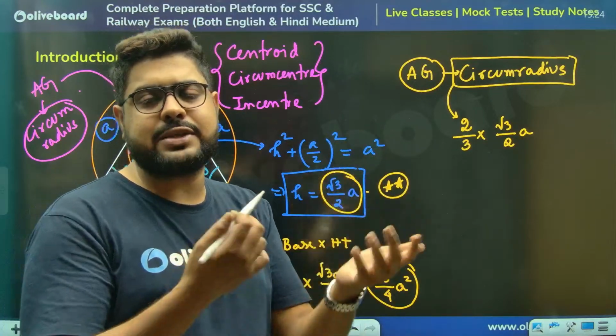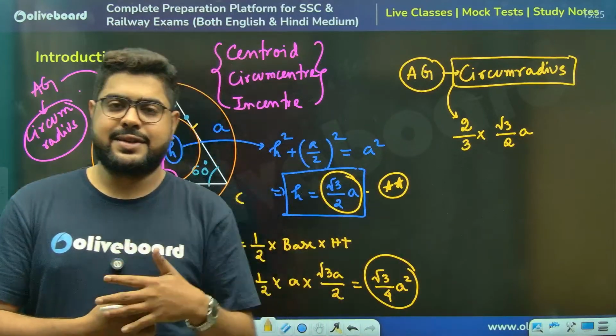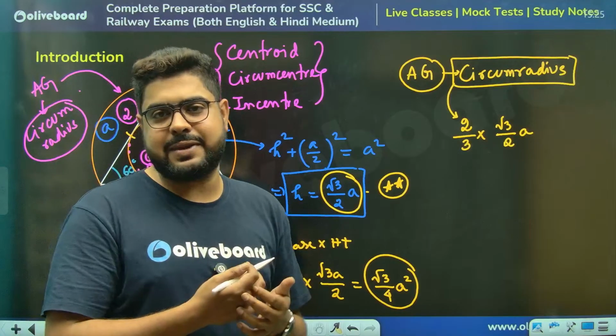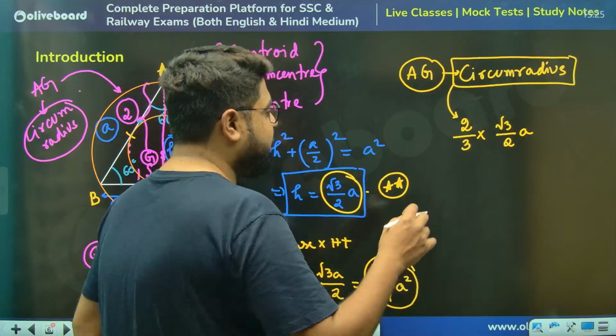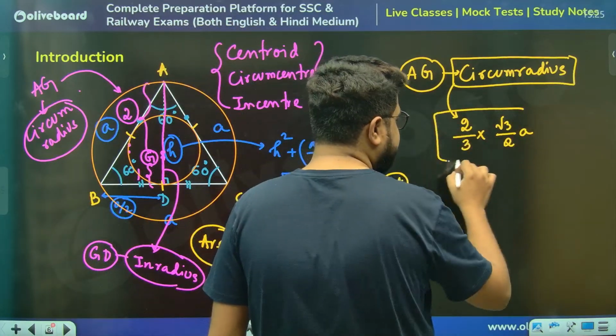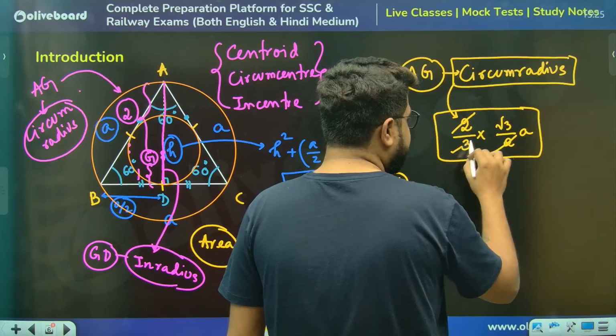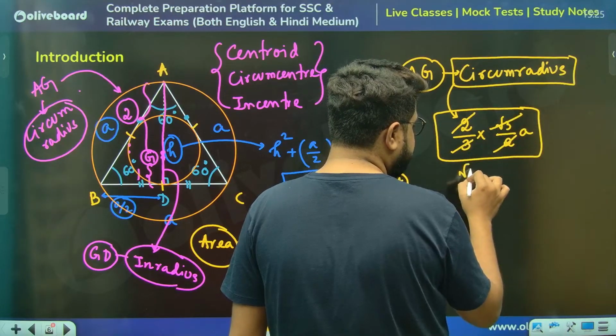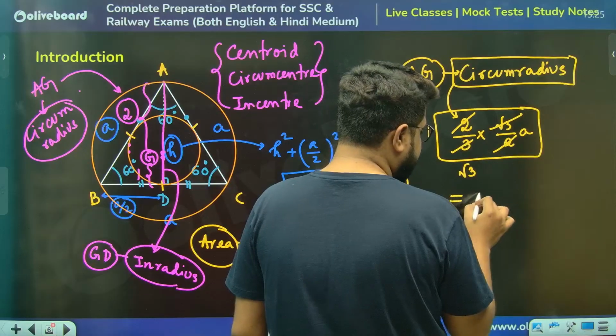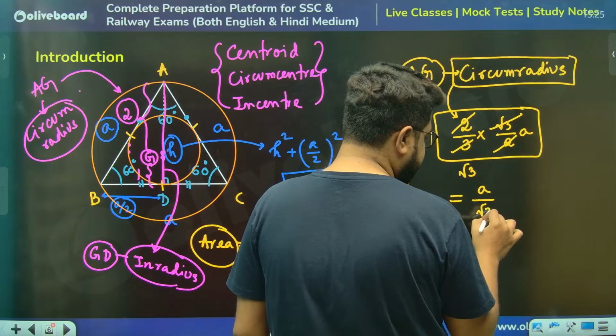Median and height both are same. So again, we can say that is height. That is the advantage of an equilateral triangle. So from there, by using this 2:1 technique, now again, √3 cancels, like √3 and 3 cancels √3. So the answer is A divided by √3.